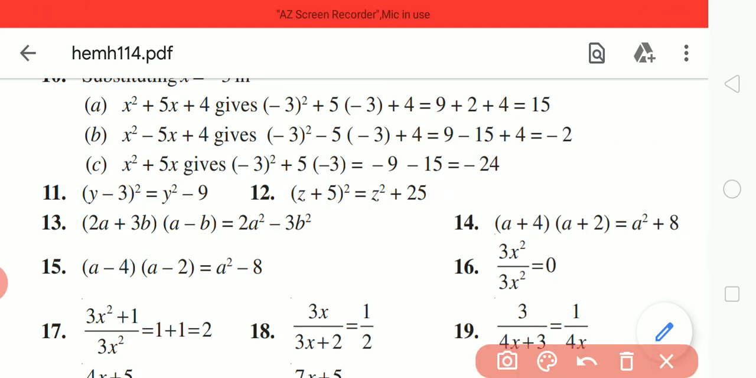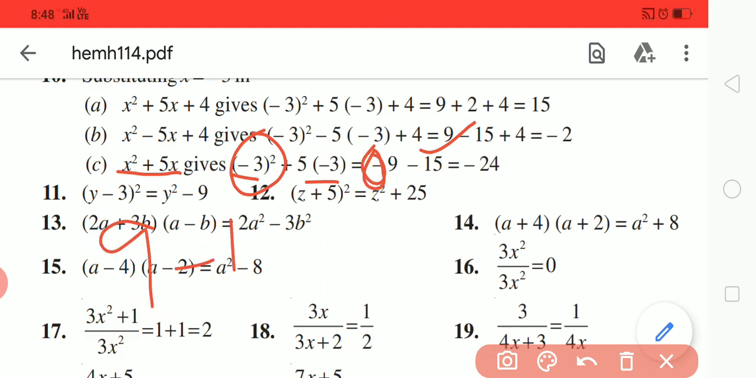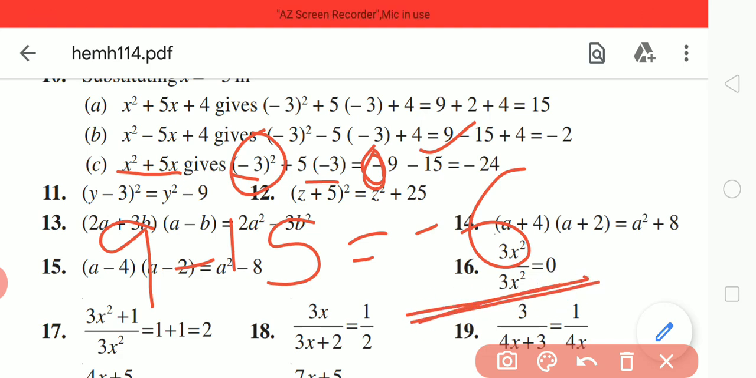Now C part, x square plus 5x we have been given. We will replace x by minus 3. Yes, it is correct. And if you do minus 3 square, that must be positive 9. So this is wrong and minus 15 is right. So the only correction in this statement is the minus 9, right? And the correct form will be 9 minus 15, that is minus 6, right? So this is the correct answer.